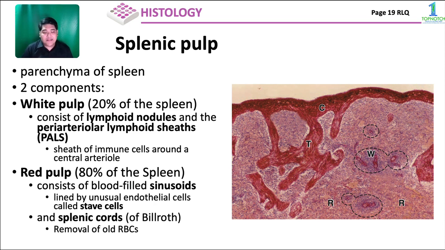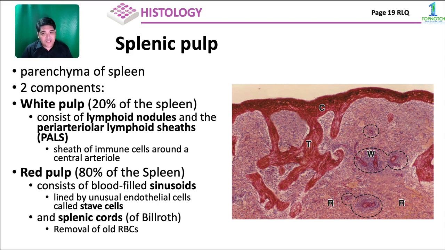This was asked last March 2023. So there are two components. You have your white pulp and your red pulp. Mas marami ang red pulp, 80%. White pulp, 20%. Ang white pulp nyo, meron siyang lymphoid nodules. And we have here your periarteriolar lymphoid sheaths or PALS.